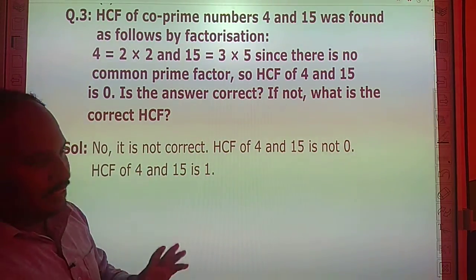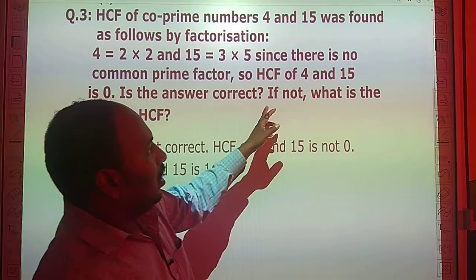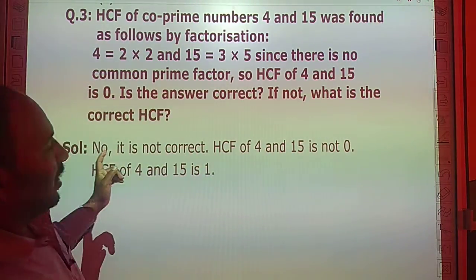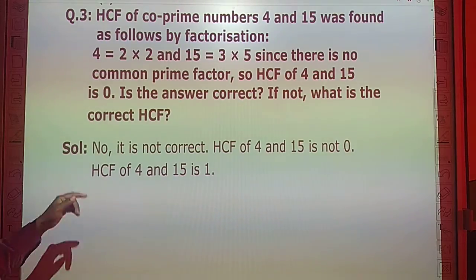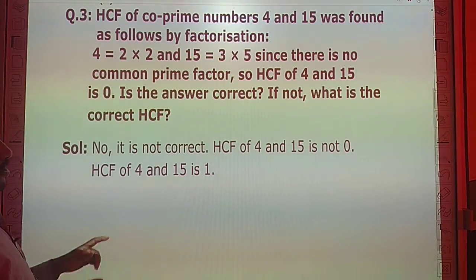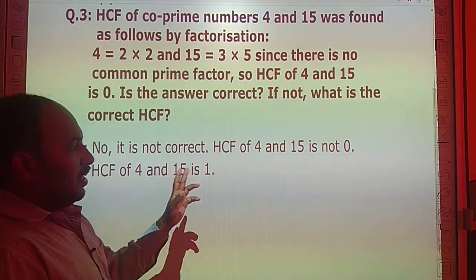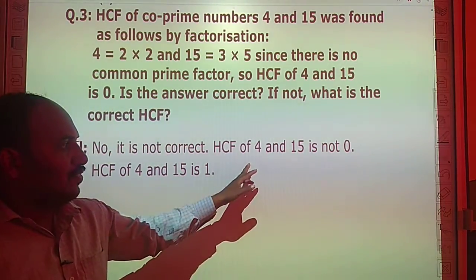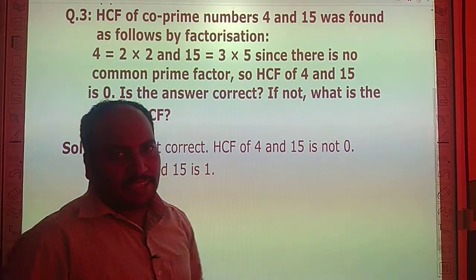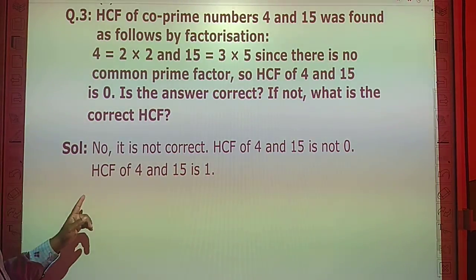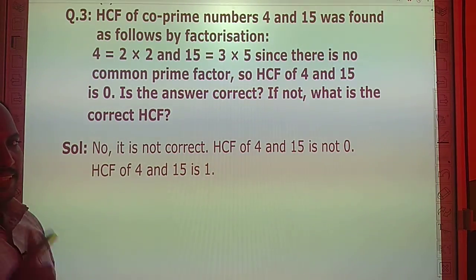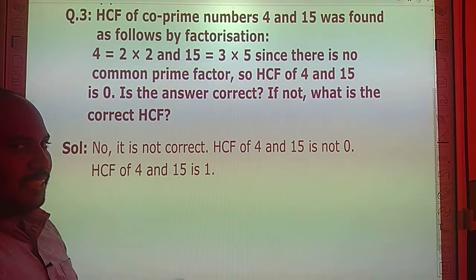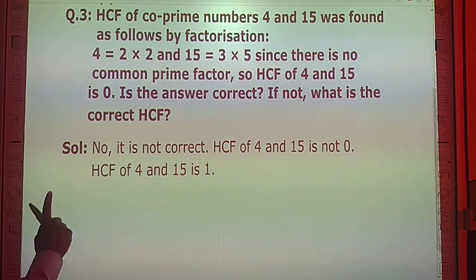Is the answer correct? If not, what is the correct HCF? Listen here. Our solution is no, because it is not correct. HCF of 4 and 15 is not equal to 0 because HCF of 4 and 15 is 1.